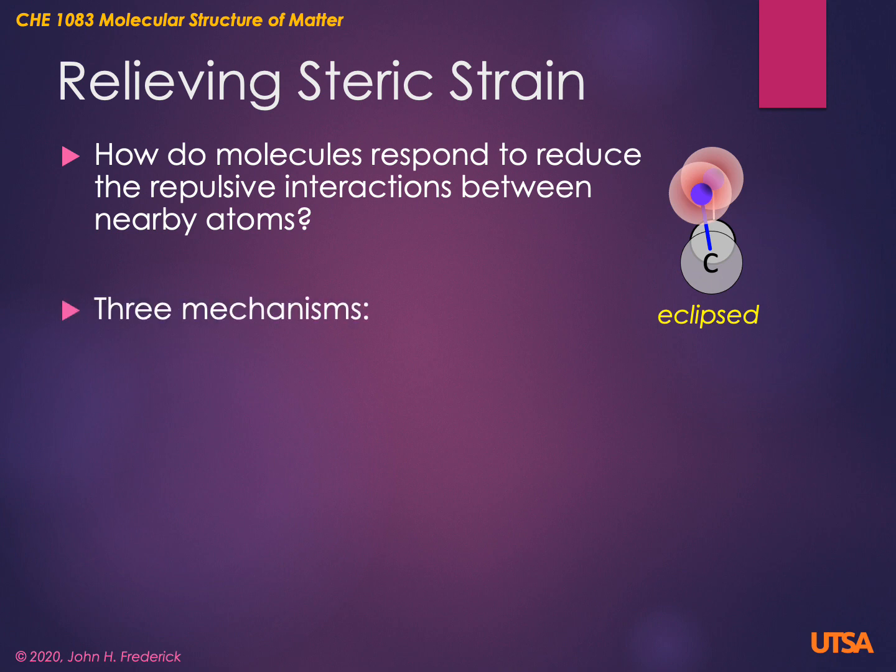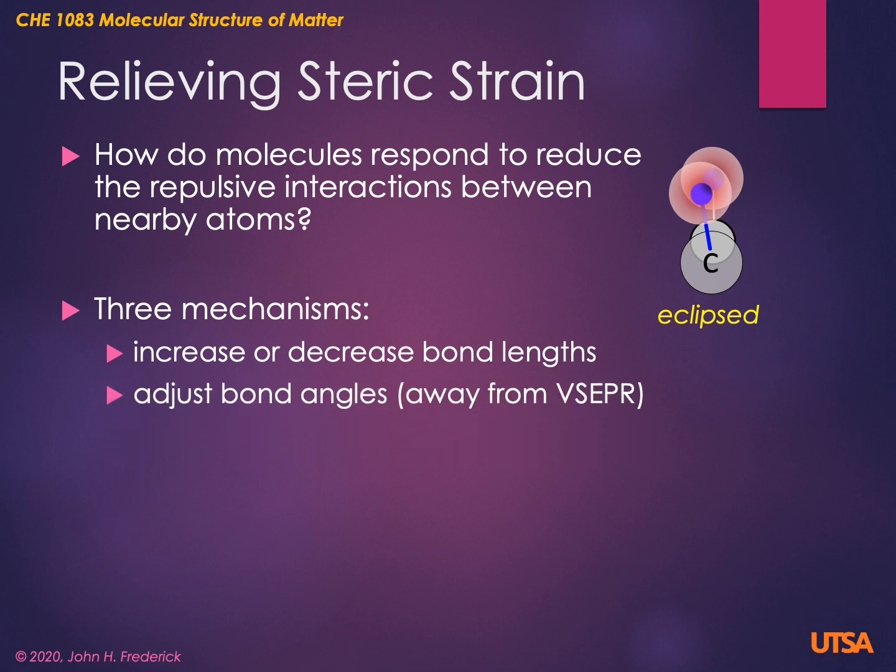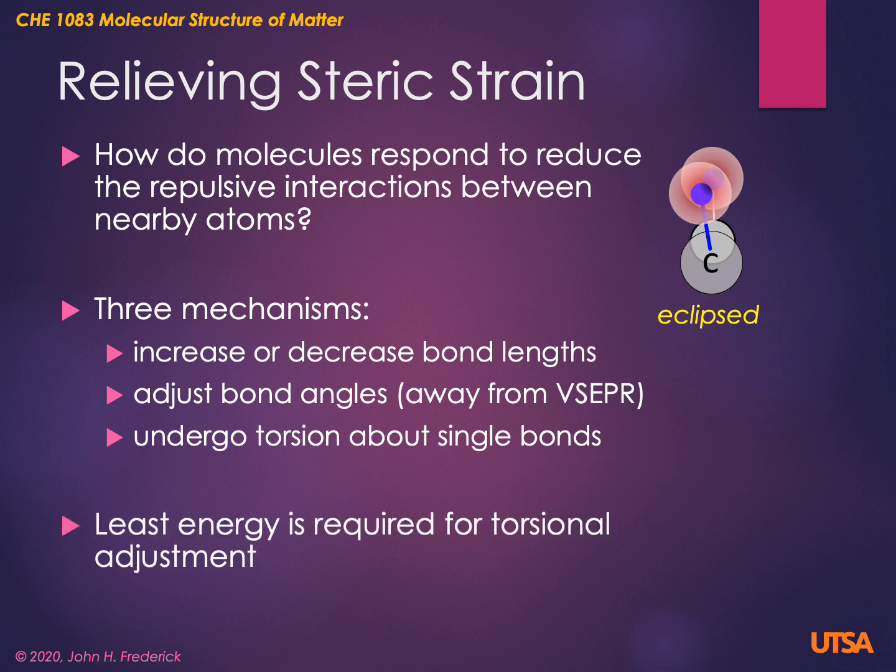There are three mechanisms by which these molecules can reduce the amount by which these atoms sterically interact. They can increase or sometimes decrease, but mostly increase, bond lengths. They could adjust bond angles away from those that are dictated by the VSEPR model. Or they could undergo a torsion about the single bonds between two carbon atoms, for example. The least energy in all of this is required for the torsional adjustment, so that's the one that we're going to see happen more commonly.